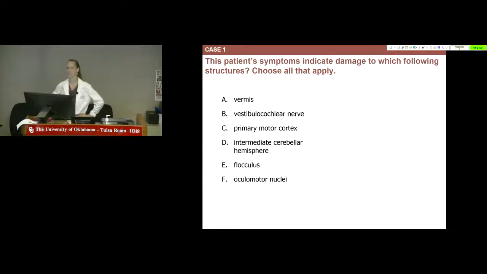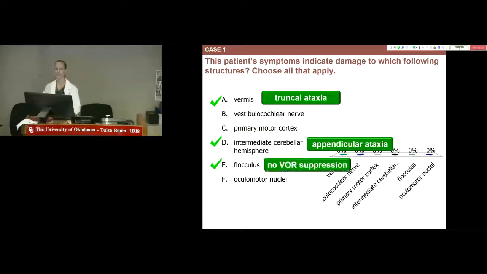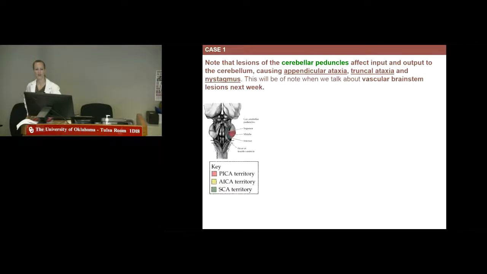Okay, so I see people are choosing about three options. That's good. Oh, look, somebody made an E. All right, so that is correct. It is all three of the functional parts of the vermis. He's got truncal ataxia, appendicular ataxia, and inability. Oh, there you go. Nice job, Grant. No VOR suppression.